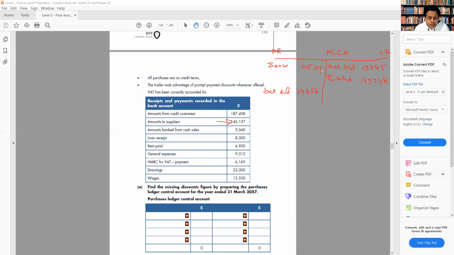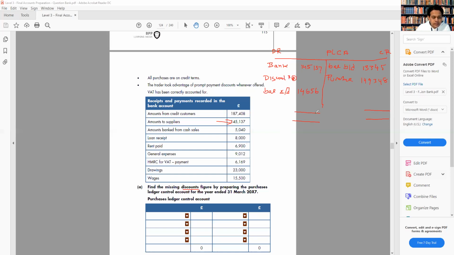Now that's it. After that, all we need to do, we need to add it our side, the credit side total, and we'll minus from the debit side these two, and whatever the balance will come, the difference, that will be the discount received, because the question said find the missing discount. So we need to find the discount received, and that will be the balancing figure.